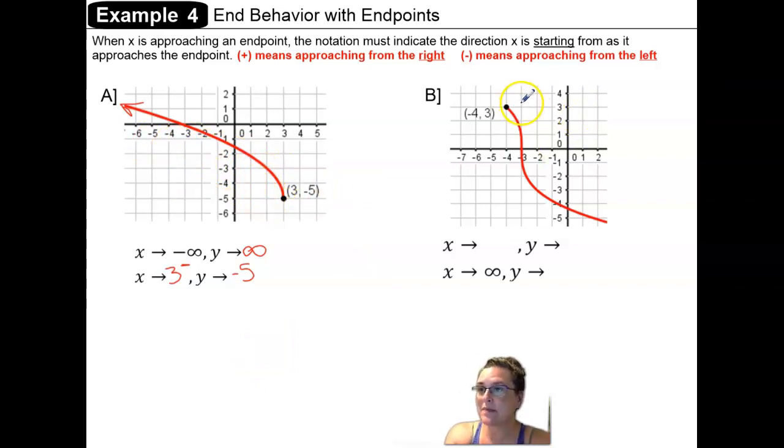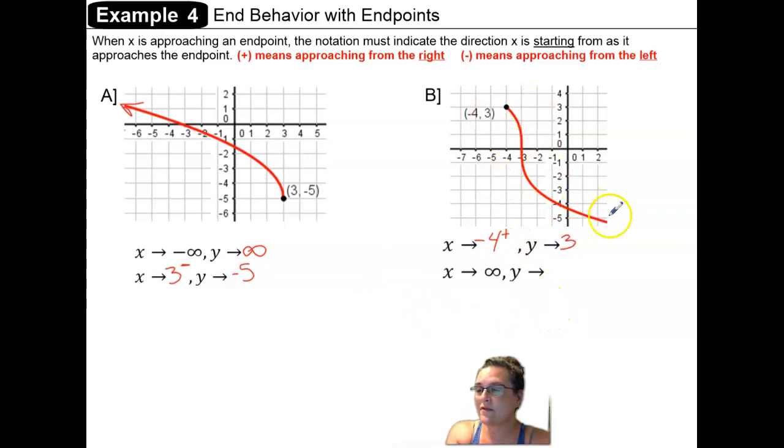Okay, in example B, as I head to this endpoint, as I go to the left, I'm getting closer, closer, closer to -4, but I'm coming from the right side, from positive infinity toward this -4 from the right. So I write my notation as x approaches -4, and then I put a little plus in the corner to show that I'm coming from the right side. Okay, so as x approaches -4 from the right, the y is approaching this positive 3 of the endpoint.